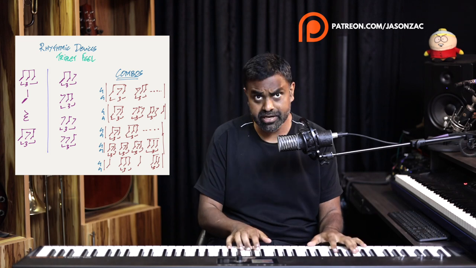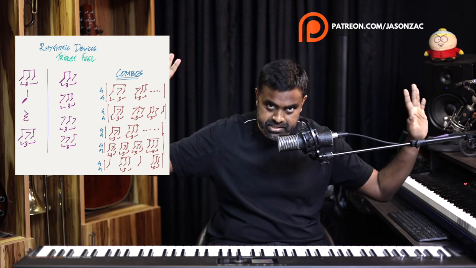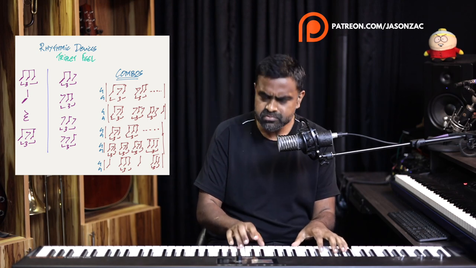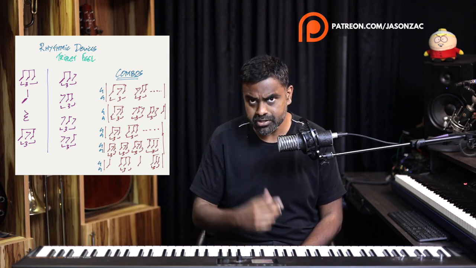So what do we have? You can make some combos. Rest. Rest. Those are what I call trivial triplet combos or devices.